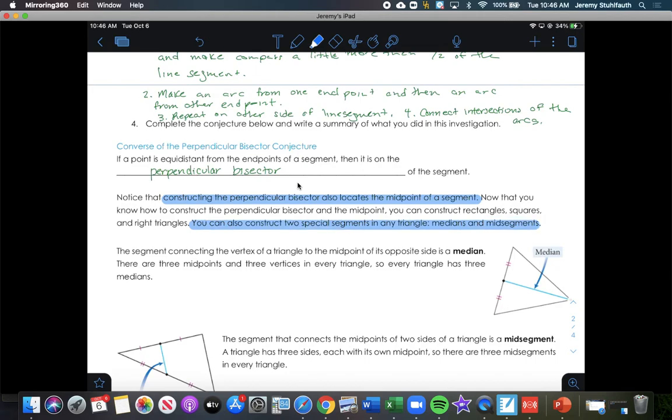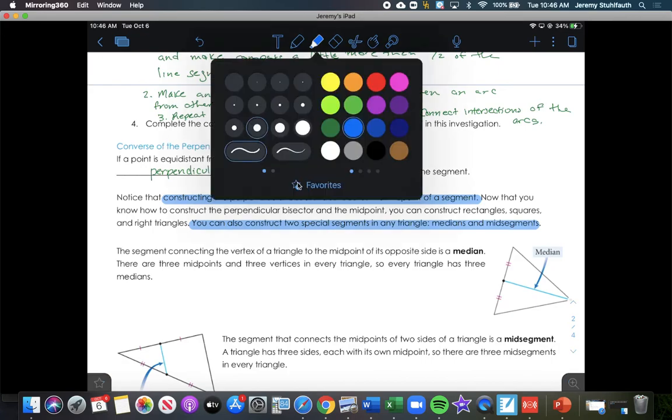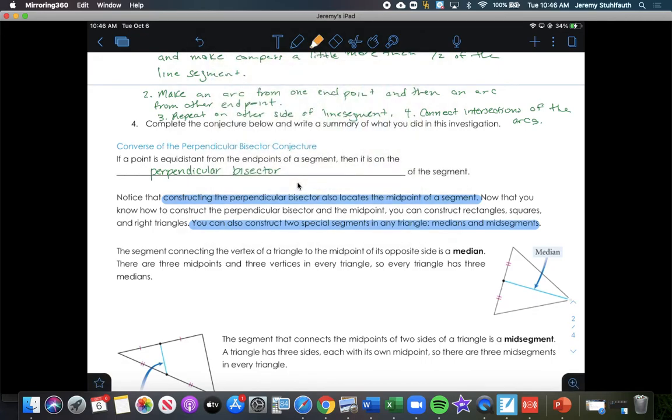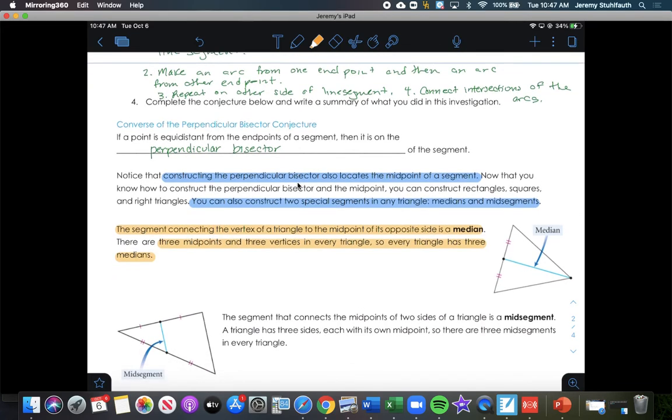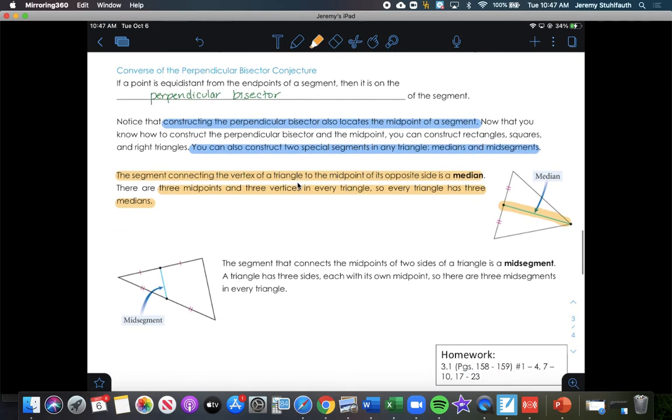So you're going to get some practice creating these in your homework, but just so you know what each of these are. The segment connecting the vertex of a triangle to the midpoint of its opposite side is a median. All triangles have 3 midpoints and 3 vertices, so every triangle has 3 medians. So if you look at this, the median connects a vertex and the opposite side, and it divides that opposite side into congruent sections. So it bisects the opposite side.